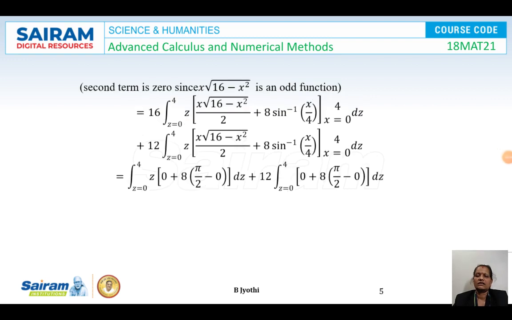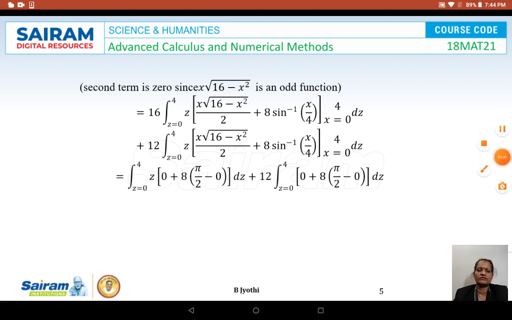Next, the second term is 0, since this is an odd function. Now only we will have to worry about this. We have to find out the first integral and the second integral. So the first integral is x root of 16 minus x square divided by 2 plus 8 into sine inverse of x by 4, where the limit is x is equal to 0 to 4, of dz, and the second integral will be z into x root of 16 minus x square by 2 plus 8 sine inverse of x by 2, where x is varying from 0 to 4, of dz.